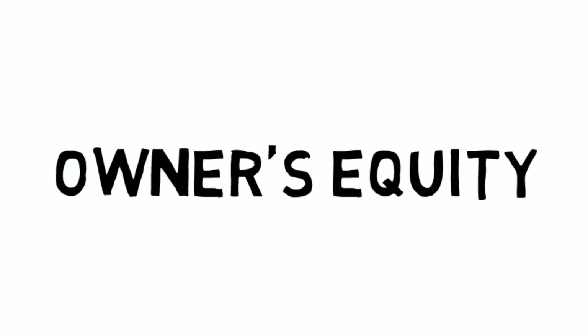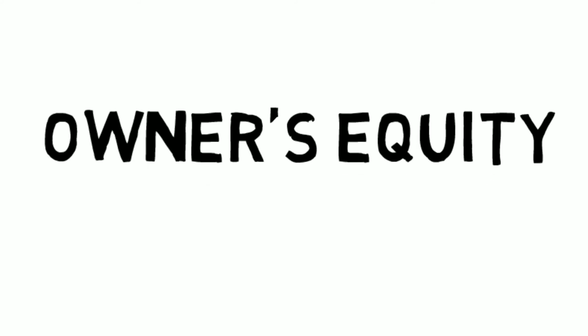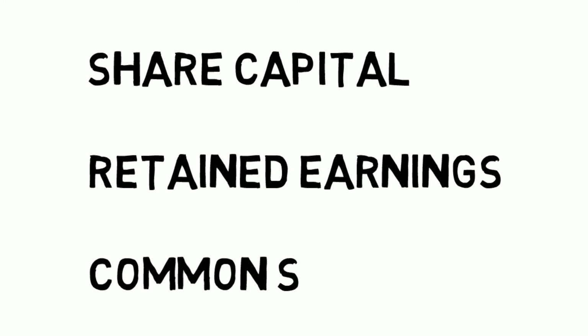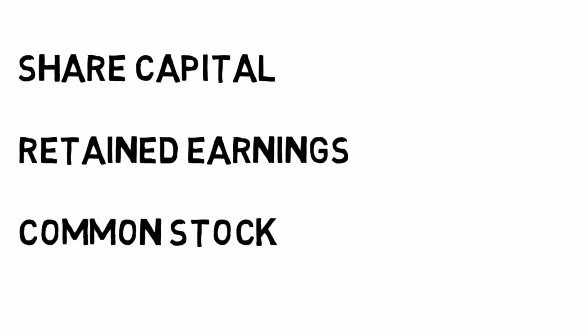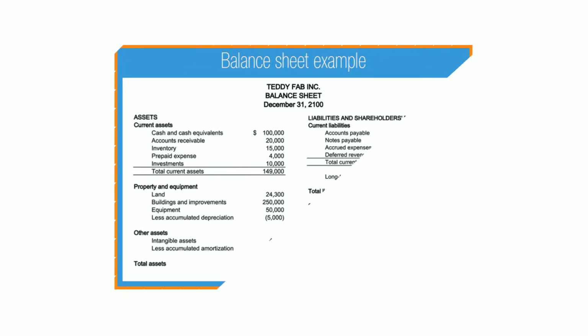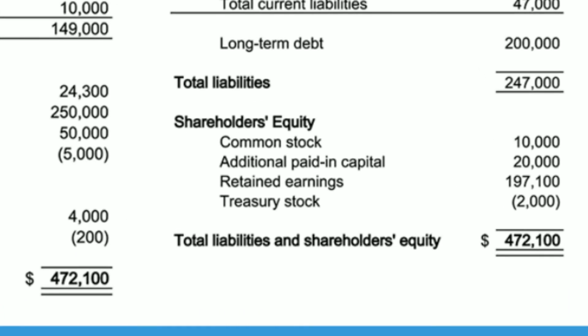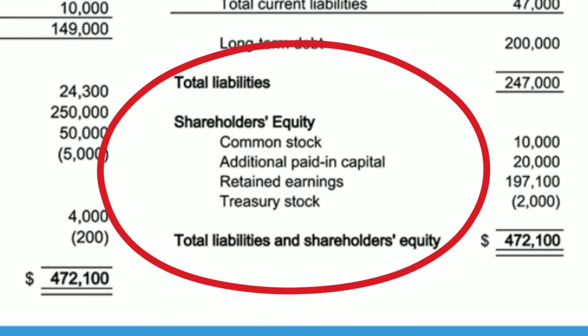Owner's equity is the portion of this equation that's calculated by adding up the amount of a few items called share capital, retained earnings, common stock, and stuff like that. Let's look at this sample balance sheet. And if you look here, you'll find that we have shareholders' equity with common stock, retained earnings, less treasury stock, which is seldom discussed in this course, but may be used occasionally during owner's equity calculations.